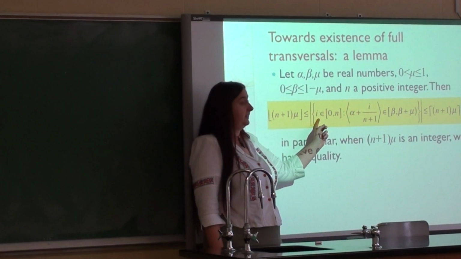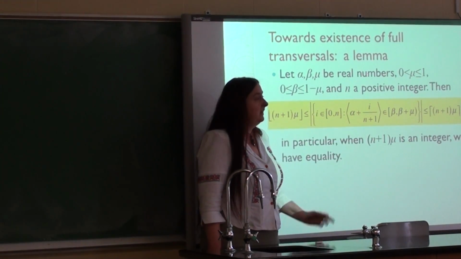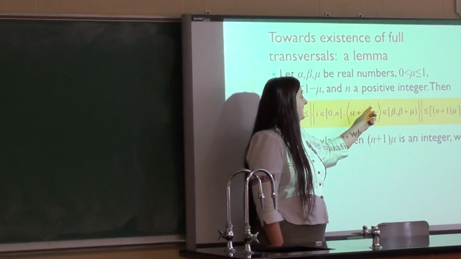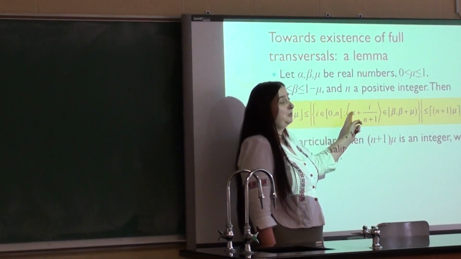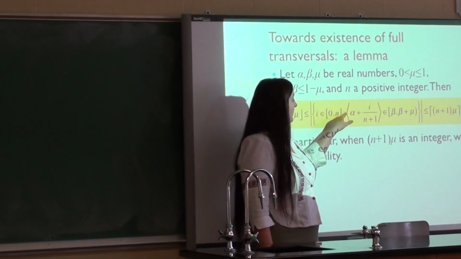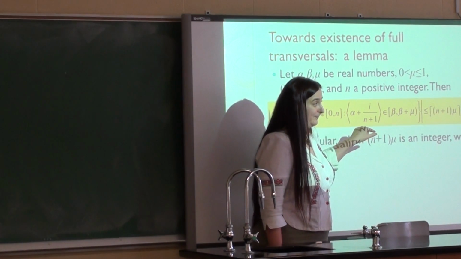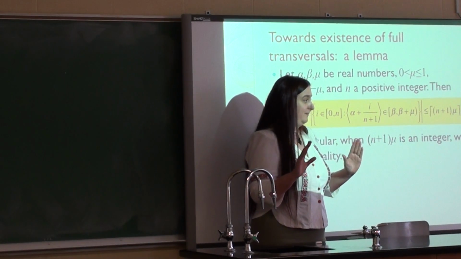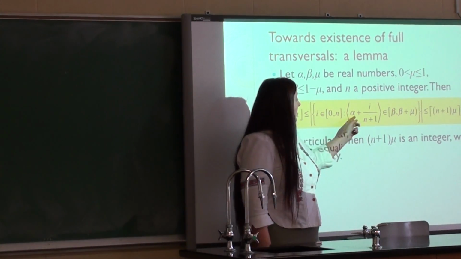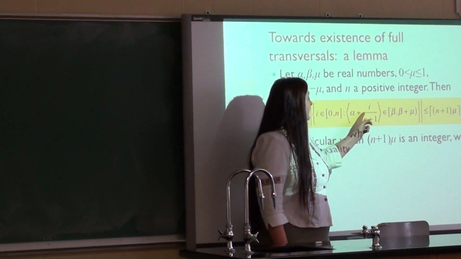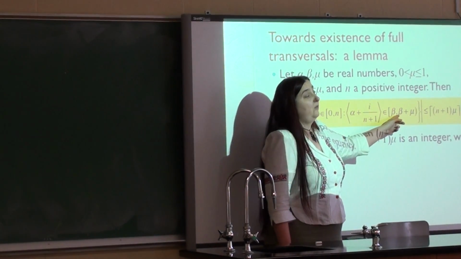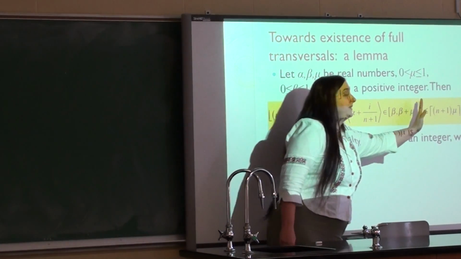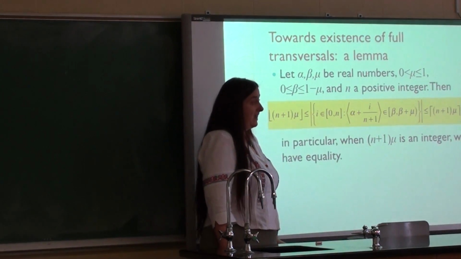I count the number of non-negative integers from 0 to n (n plus 1 possibilities here, by the way) which has the following property. If I take i over n plus 1, add it to my fixed alpha that I chose up here, this thing denotes the fractional part, so the number minus the floor of that number, somewhere between 0 and 1. And look at in how many of the cases this fractional part falls into this interval beta plus mu. And I want to count how many of those integers actually have this property.